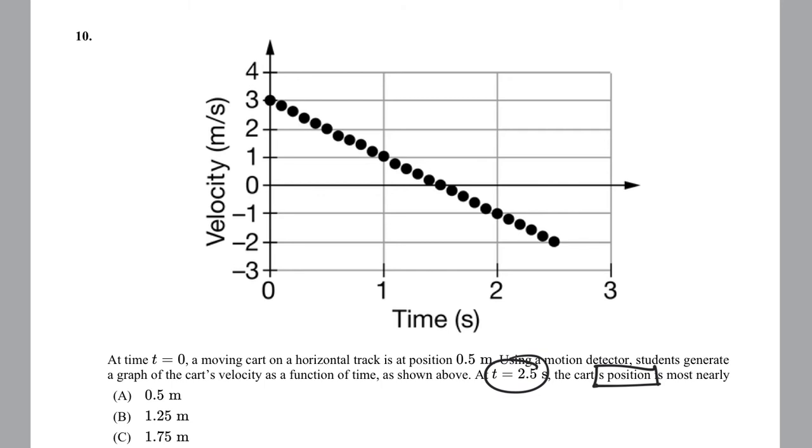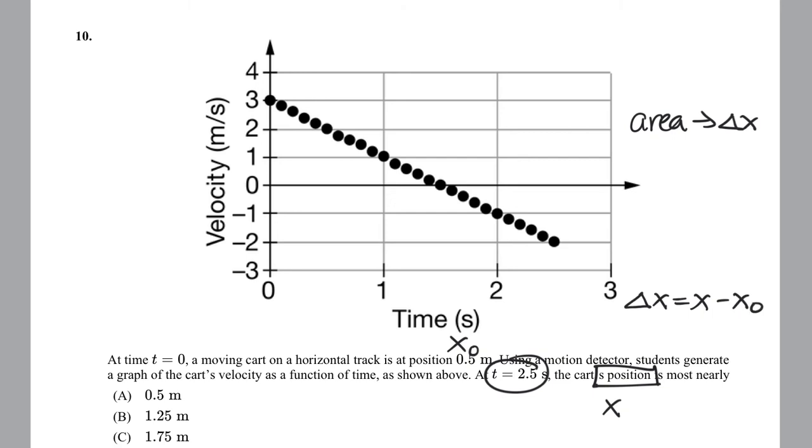So they're trying to find a final position. And we find that its initial position is going to be 0.5. So we know that if we have a velocity time graph, we find the area under the curve. That's going to give us change in position. So change in position, what does that mean? Change in position is going to give us final position minus initial position.